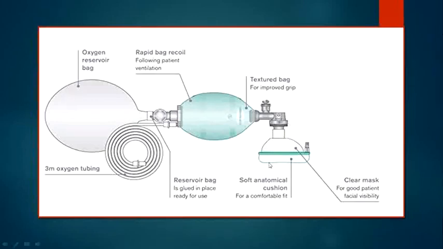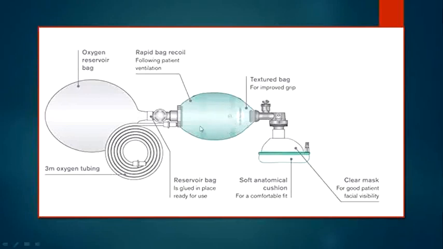Here is the mask, which is always clear or transparent to give a view of the color of the tongue and the mouth of the patient. And it is comfortable. This is a cushion to make it comfortable when fitting on the mouth and nose of the patient. Here is the valve system, and the valve system is very important to prevent the air coming out in the expiration from going back to the bag.